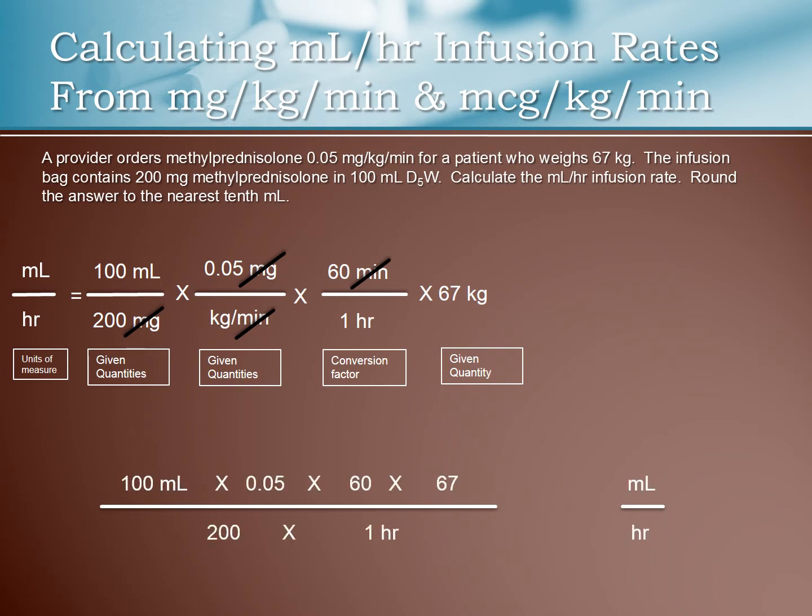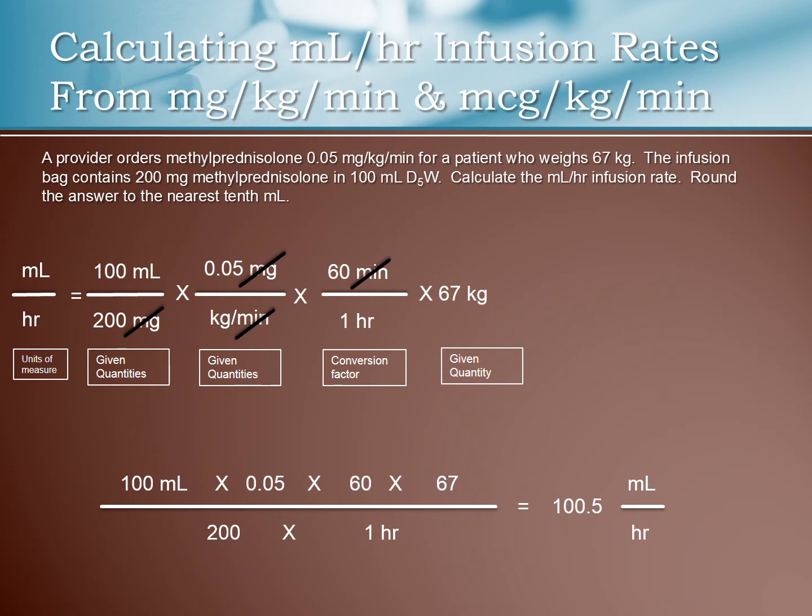And now I can multiply my remaining numbers. And the answer is 100.5 milliliters per hour. Since the number 0 is in the hundredths place, rounding to the nearest tenths leaves me with the 5 in the tenths place.